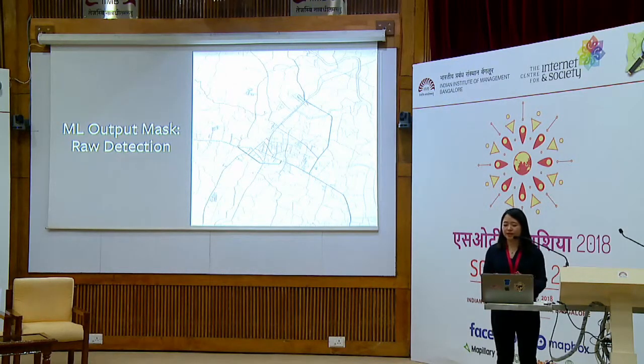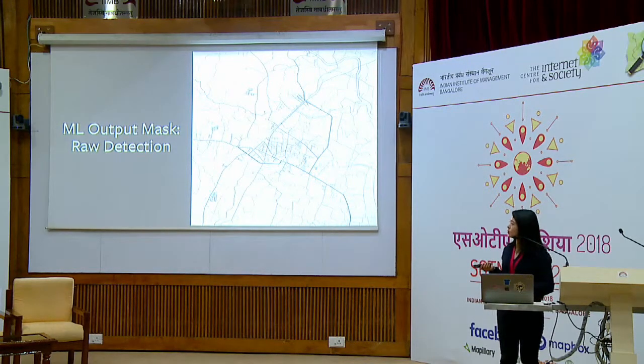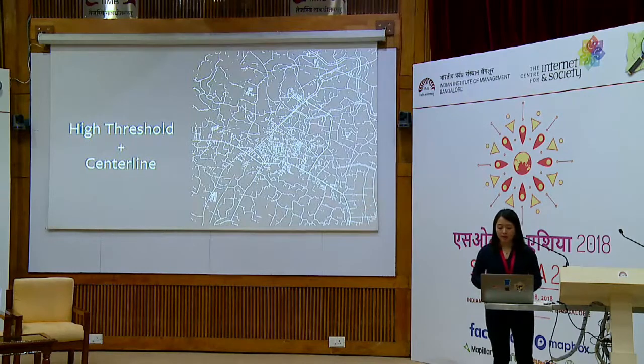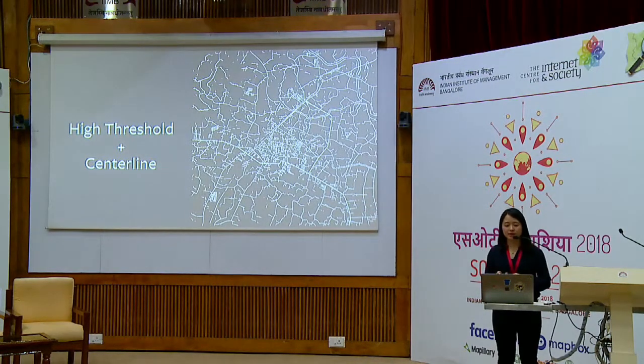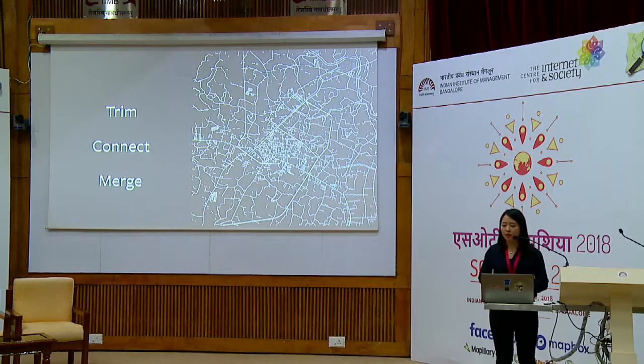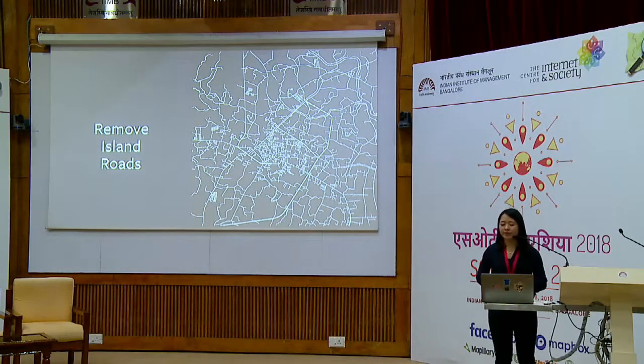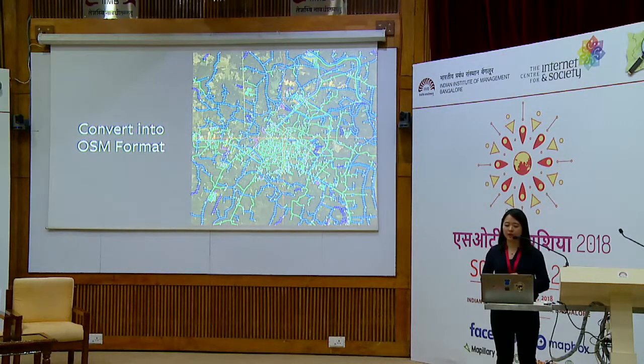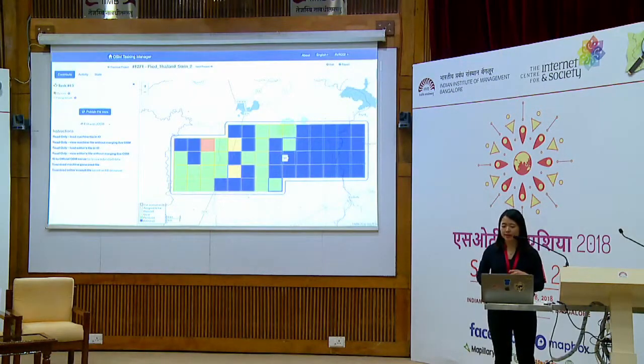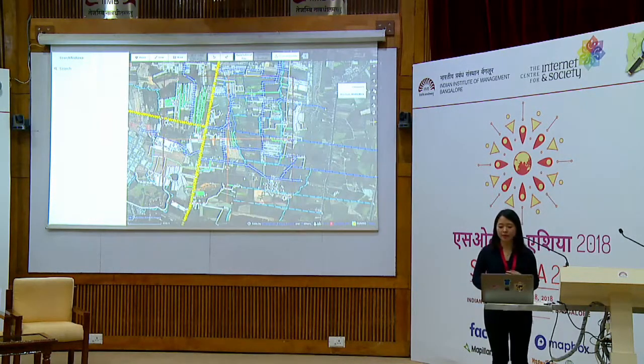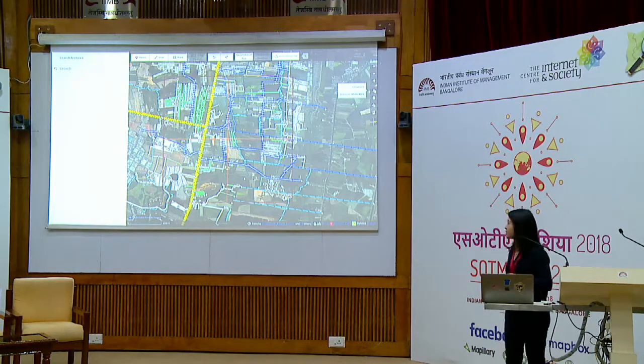When we have enough training data, we run a machine learning model for detections. This is a sample of raw outputs of Indonesia roads. And then we run some post-processing, using a high threshold on the center line of roads, connecting gaps, removing island roads, and vectorizing the detections into XML format. Lastly, we create projects in Tasking Manager with those predicted data. We use the iD Editor to do manual editing. And here's an example video of how we proceed.